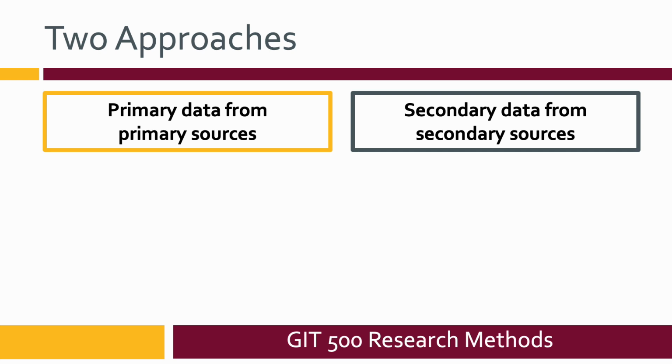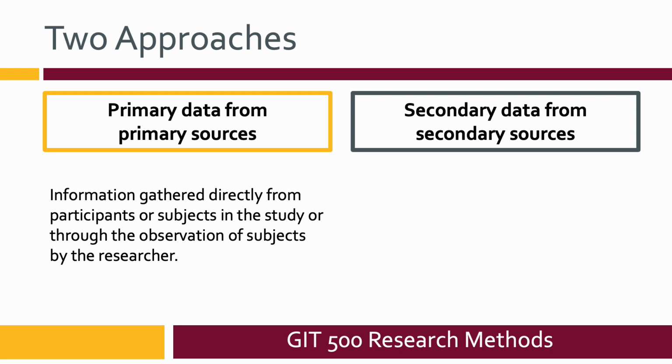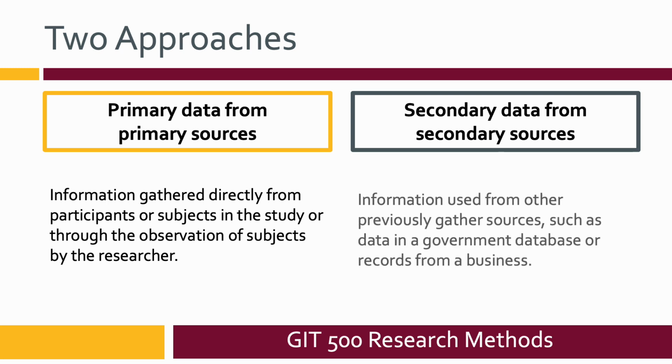The two approaches for getting data are what we call primary data from primary sources and secondary data from secondary sources. Primary data is information that you gather directly from participants or subjects in the study or through observations of the subjects by the researcher. That is, the researcher themselves get the data from the participants directly.